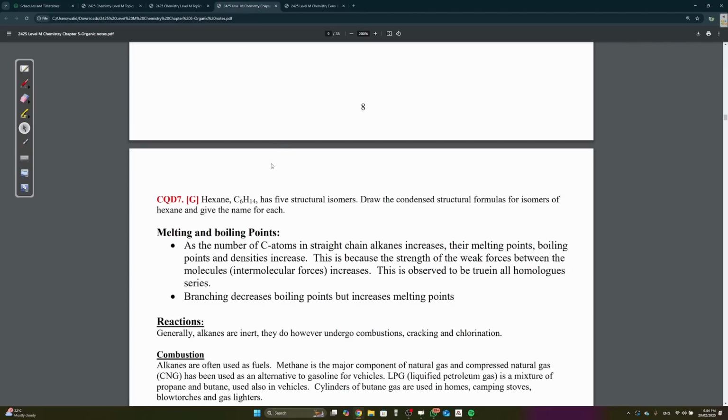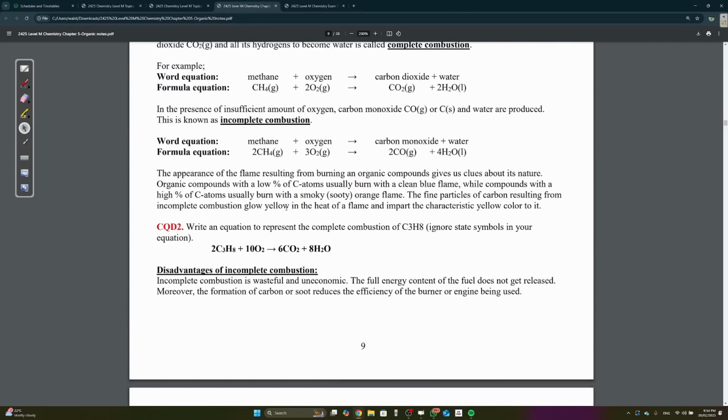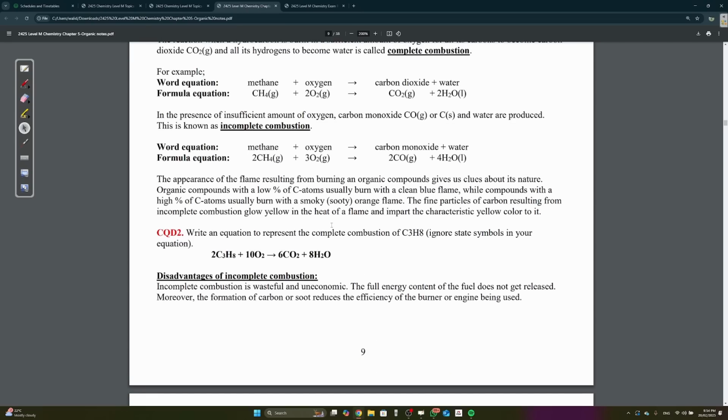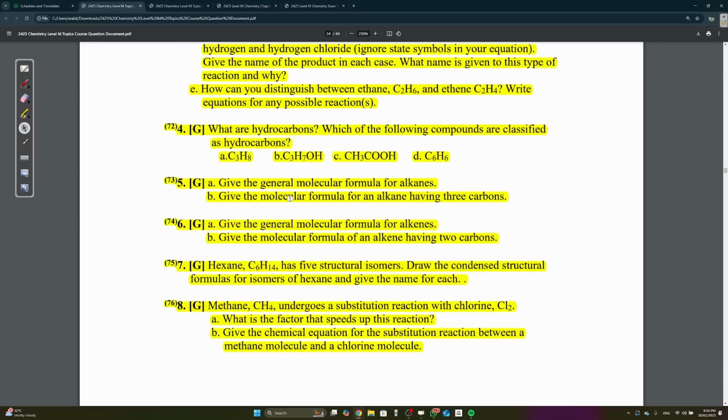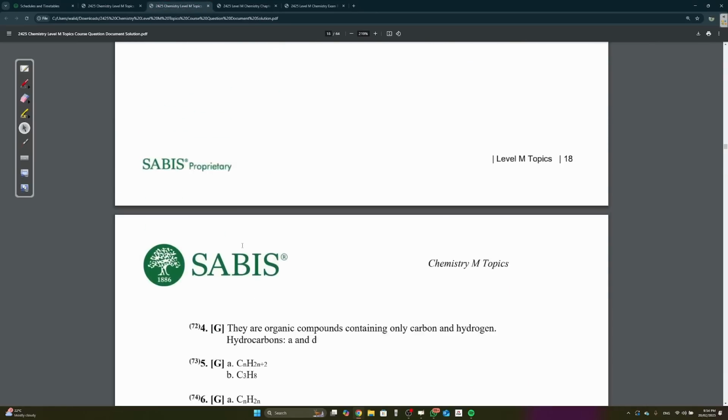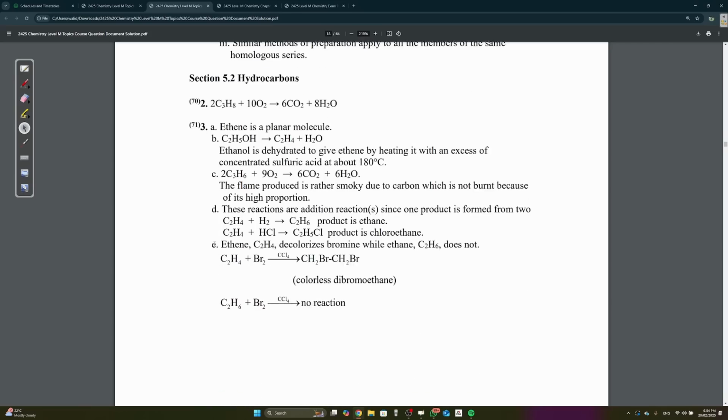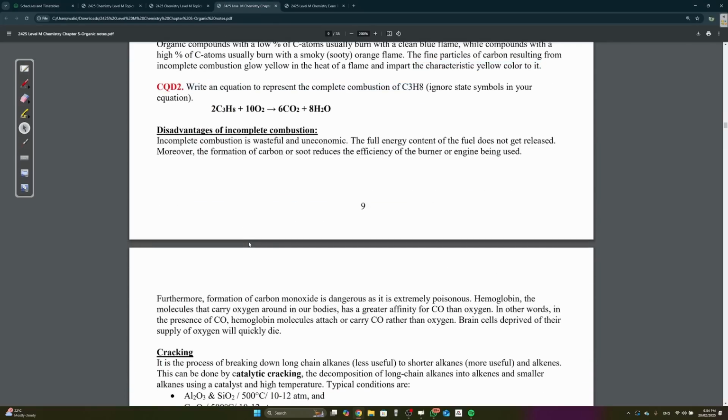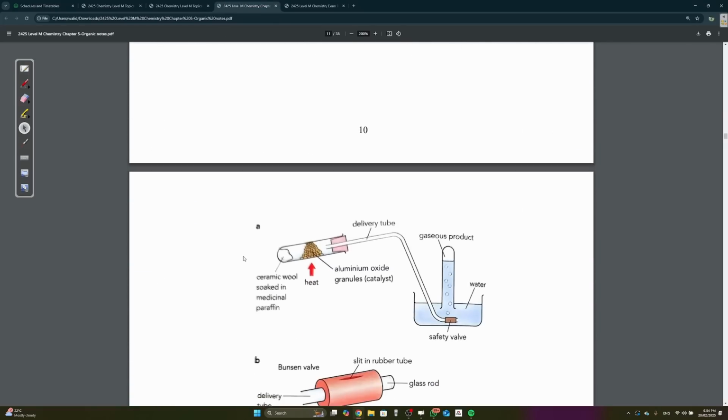Kind of long, but it's okay. Let's go. CQD2. Combustion of C3H8. I'll show you the mark scheme. But we did it already. Okay, we did it. Over here.